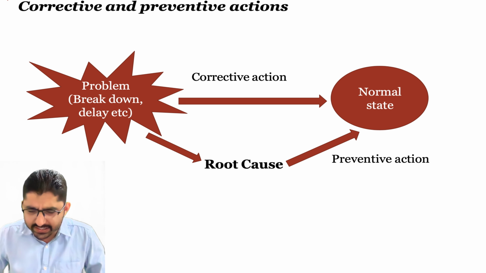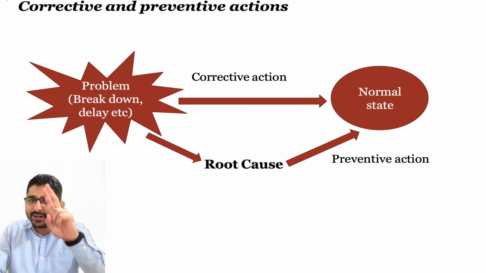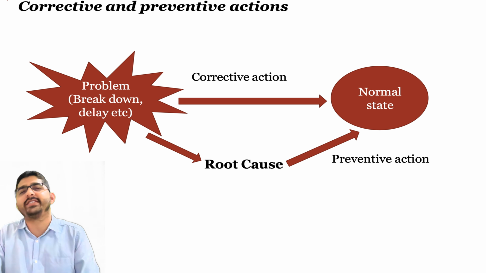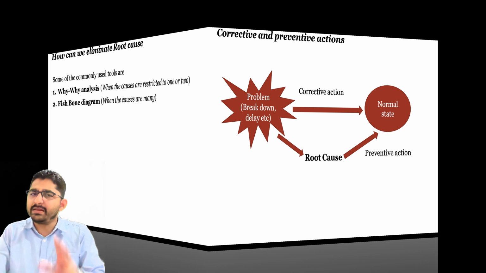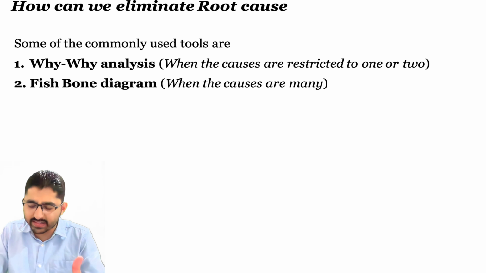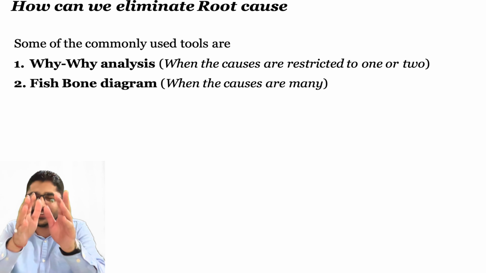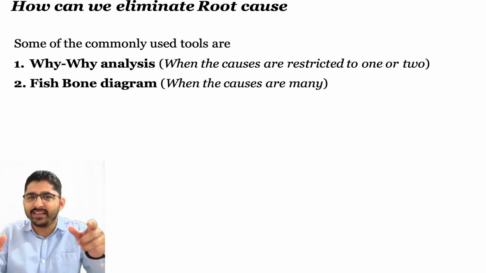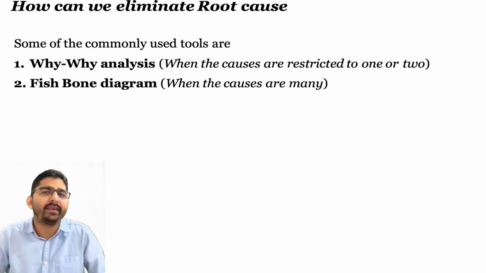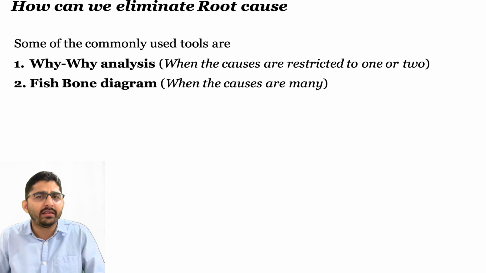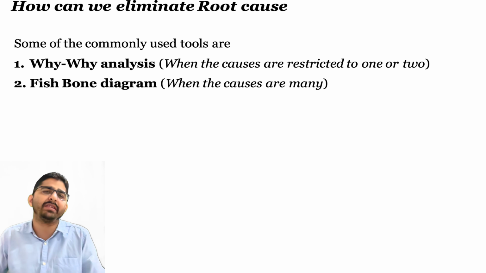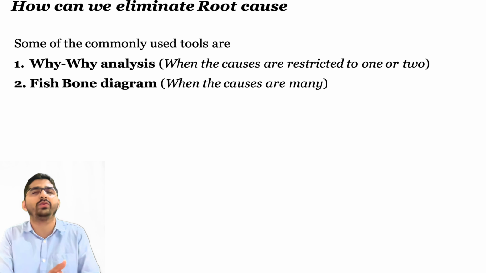So now let's talk about what those techniques are which help in eliminating the root cause. Some of the commonly used tools are the why analysis, my friends, and the second one is the fishbone diagram. Let's go into each of these techniques and understand how to perform them by taking a few examples. This is mainly called the RCA tool, my friends.